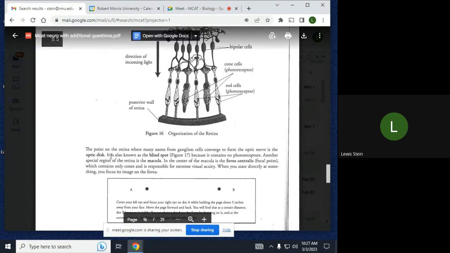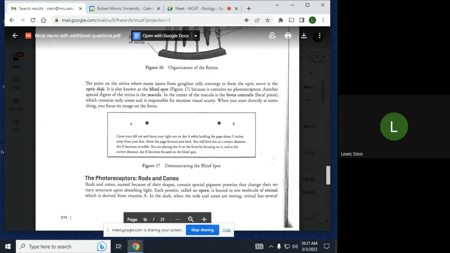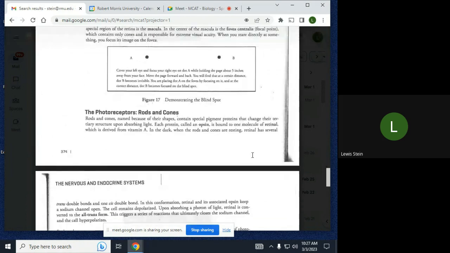And so here, the whole idea, who wants me and why? Hold on. Okay. Sorry. And so then the other things, optic disc, blind spot, macula, fovea. I suppose you could do this, not going to do this.